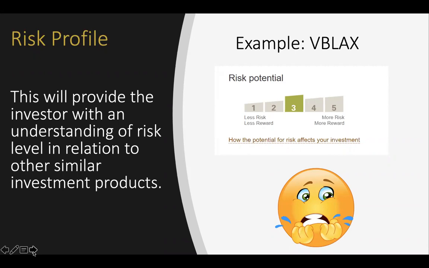Depending on your age, you can probably take a little more risk as opposed to somebody that's a little older. That person might say, hey, I want to go to the 1 or 2 side because I'm in the preservation stage, versus the accumulation phase of a younger investor, somebody that's willing to take on more risk. Here it says this will provide the investor with an understanding of risk level in relation to other similar investment products. So just be aware of where your investment sits on this meter. You can also click this button, guys. It's going to provide a little bit more insight into some of the more risk.